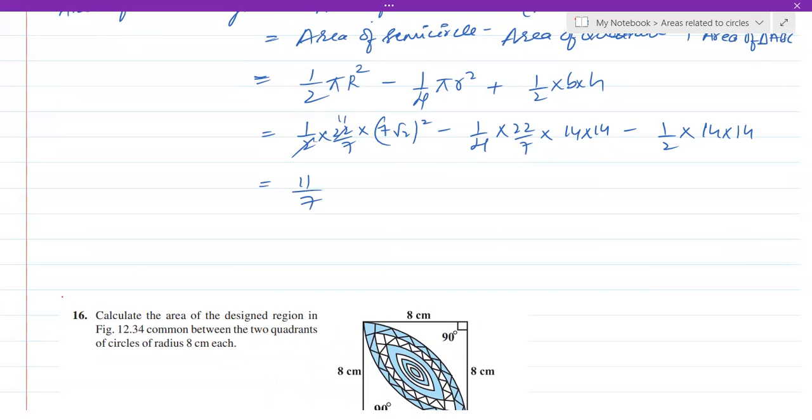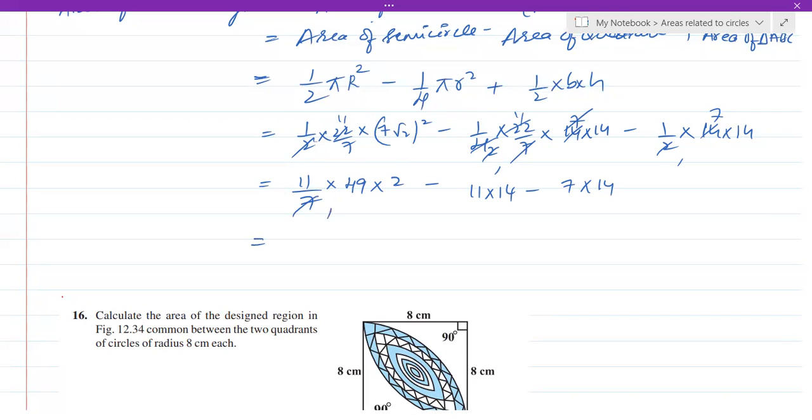11 by 7 into 7 root 2 the whole square. 7 square is 49. Root 2 square is 2. Minus 2 2s are 2, 11s are... 2 1s are 2, 7s are... 7 and 7 again gets cancelled. So here we are left with 11 into 14 minus 2 1s are 2 7s are. We are left with 7 into 14.